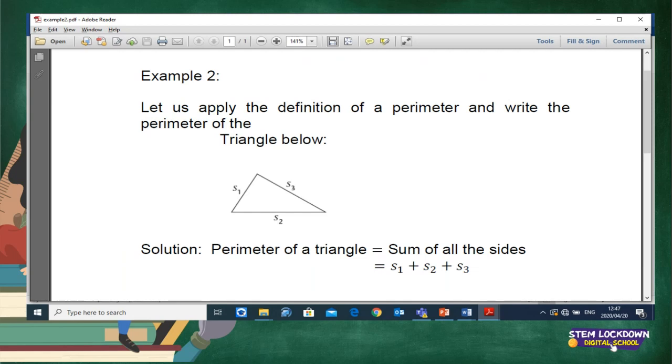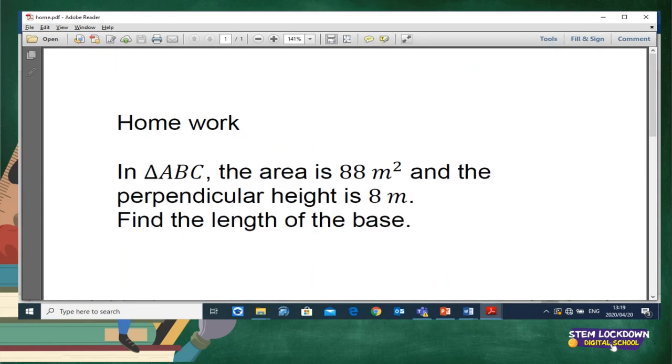And yesterday, I also gave you some work where I wanted you to find the base of the triangle when you are given the area. And remember that we have defined the area of the triangle as half a base times height. That is what we said yesterday. Not just the height, but the perpendicular height. So the area of any triangle is half of the base multiplied by the perpendicular height.